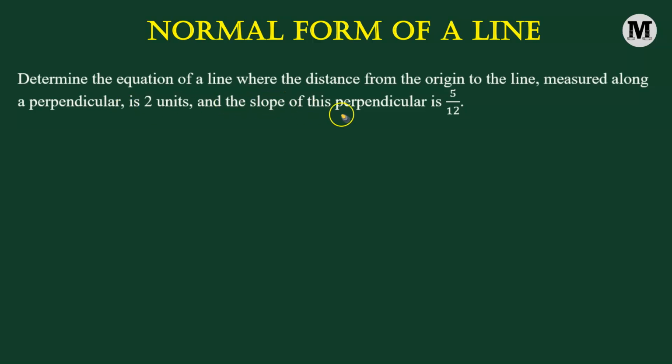Determine the equation of a line where the distance from the origin to the line measured along a perpendicular is 2 units and the slope of this perpendicular is 5/12. Let us begin. First, we'll try to understand the problem graphically.